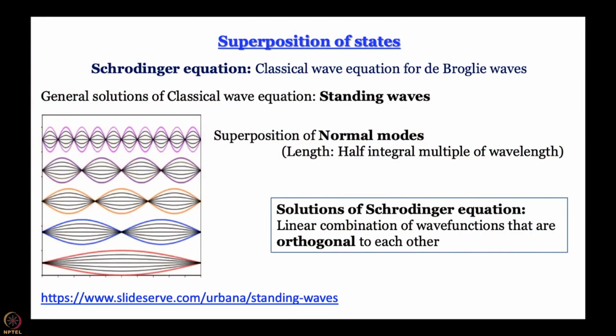So, this is something that is known already, that the general solution of the classical equation gives you standing waves, which are superpositions of normal modes. So, what do we expect for the Schrodinger equation? The solutions should also be linear combinations of wave functions that are orthogonal to each other. That is what leads to the postulate that we have discussed just now, that not only for the Schrodinger equation, but for any eigenvalue equation pertaining to quantum mechanics, the general solutions are linear combinations of functions that are orthogonal to each other.